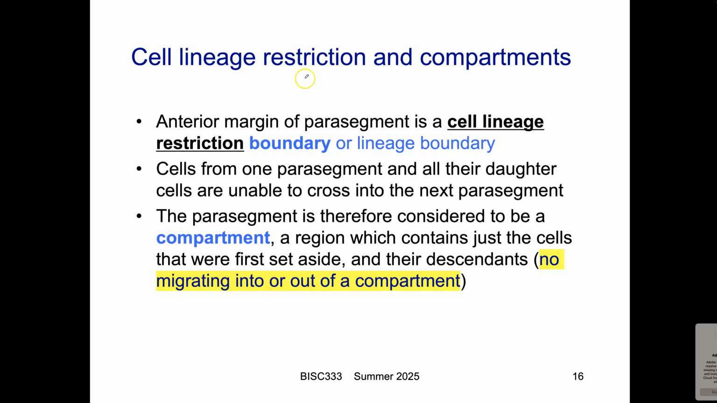Okay, so cell lineage restriction or lineage boundary. A compartment is a region that contains cells that were set aside at a certain time in development, and those cells and all their descendants form this compartment. And so the parasegment is a compartment.